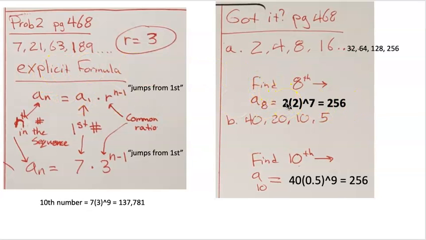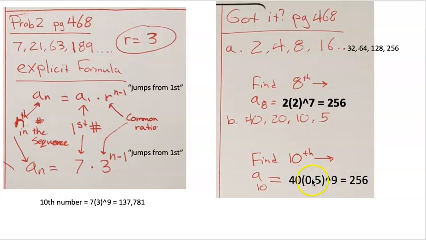First number, 2. Common ratio, 2. 8th number would jump 7 times. Perfect example. Here's the first number. 1, 2, 3, 4, 5, 6, 7 jumps. So you would take 2 and you would double it 7 times. Put this in your calculator. Get the same thing.